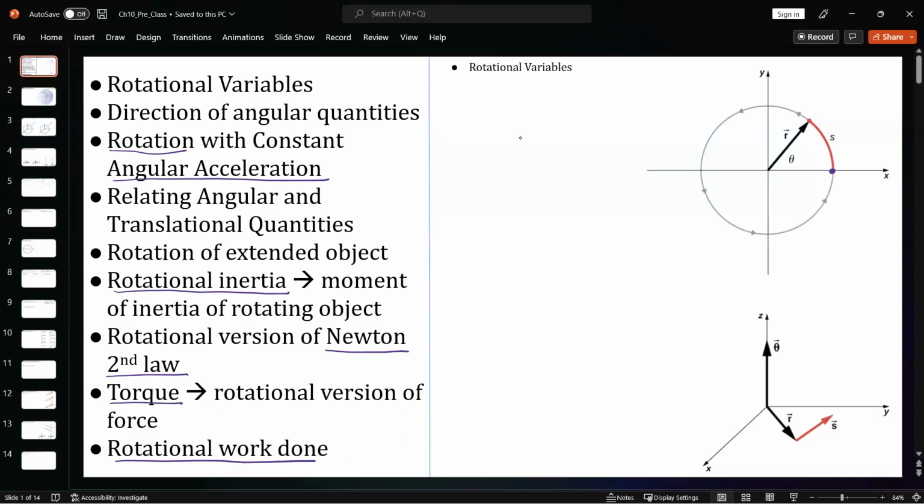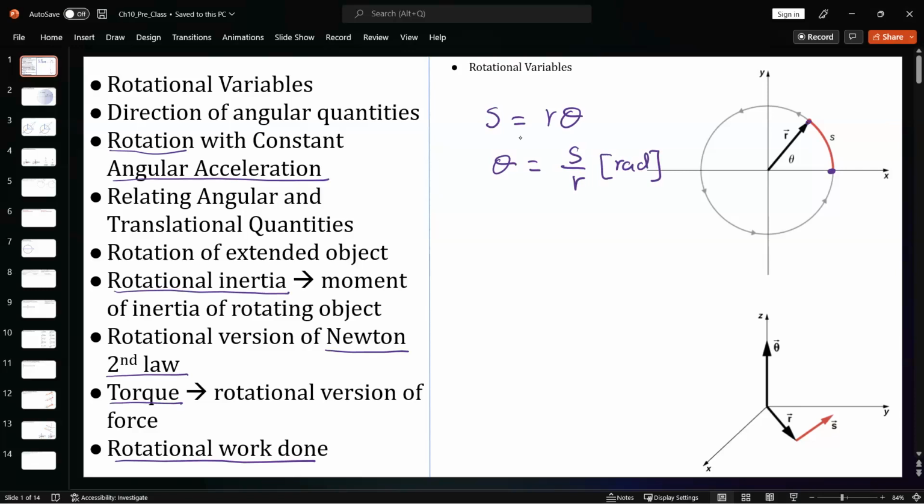Let's consider I have an object starting at this point, and then after some time it will reach here. So we know the correlation between r, theta, s: the magnitude of s should be equal to r times theta. That's how we define the radian. Radian is equal to s over r. Radian doesn't have any effect on the SI units because s is measured in meters, r is measured in meters, so there's no SI unit. But how do we define this vectorially?